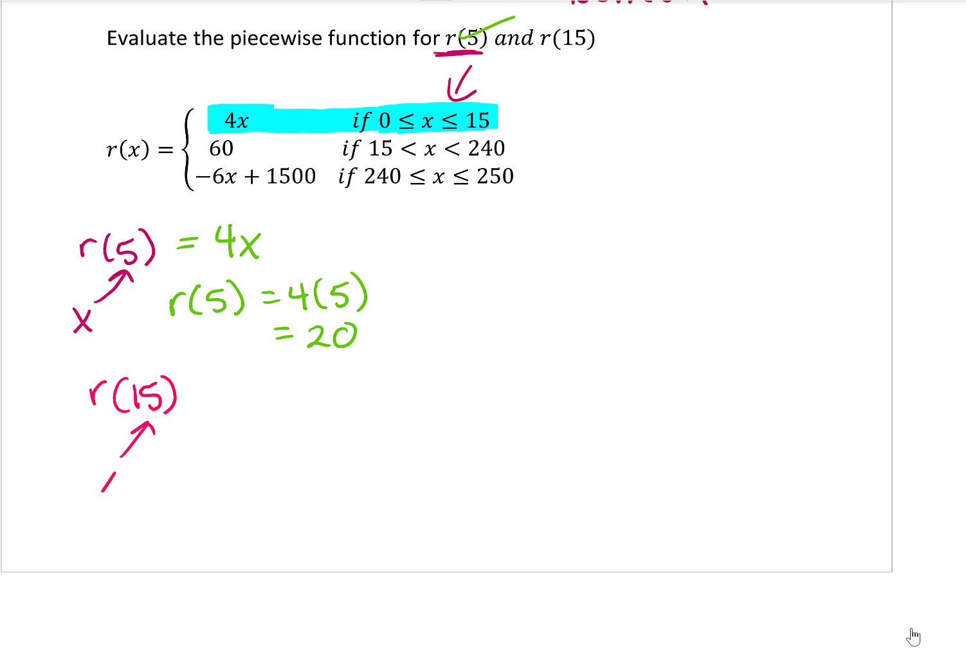Now let's find r of 15. So the x value is 15. So we look at the equations. Where does 15 fall? So you'll see 15 in two different spots. One of the equations includes 15 and one doesn't. The one that includes 15 is the top one. So we're going to use that top equation again. Again, the really important thing is we only plug that x value of 15 into one equation and not the others.